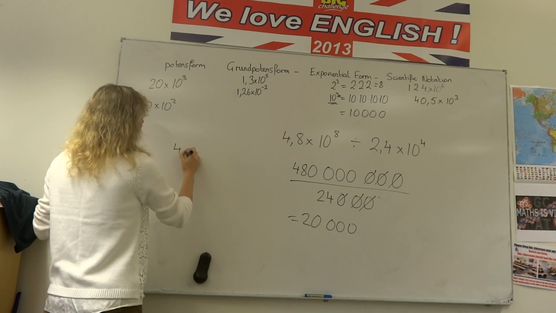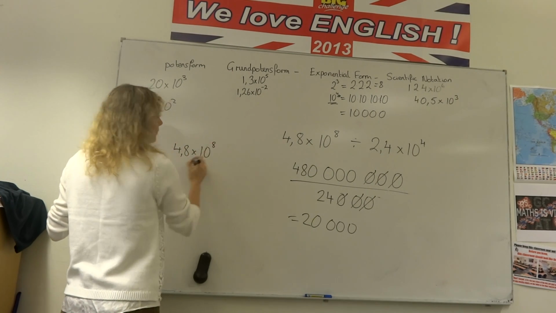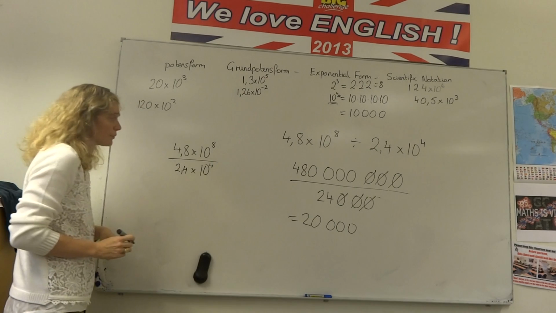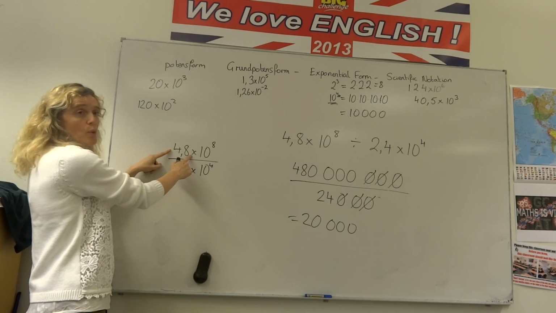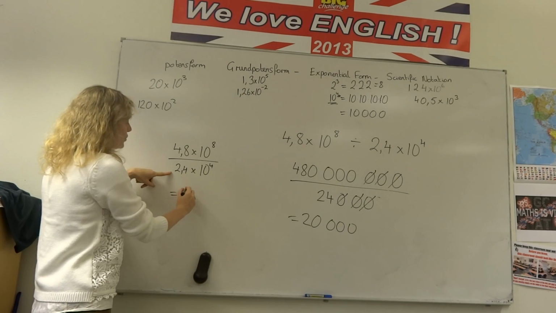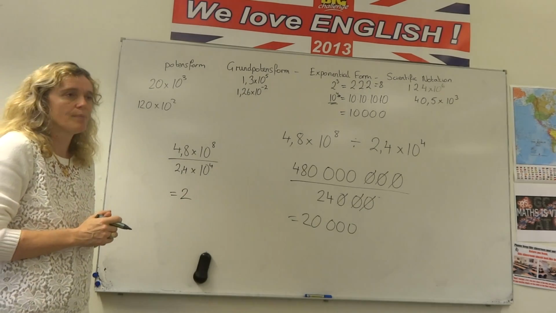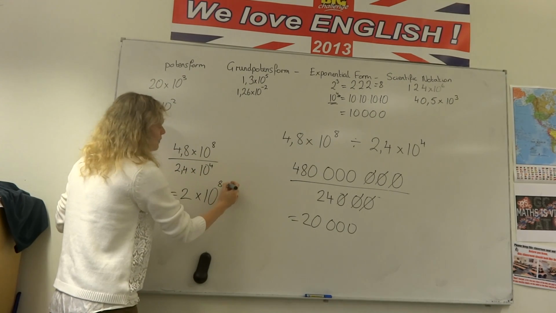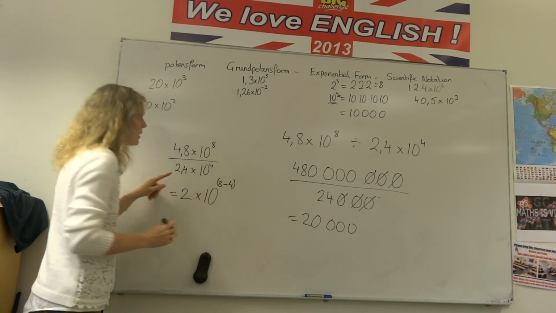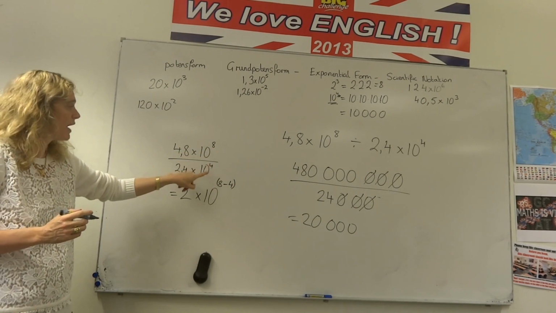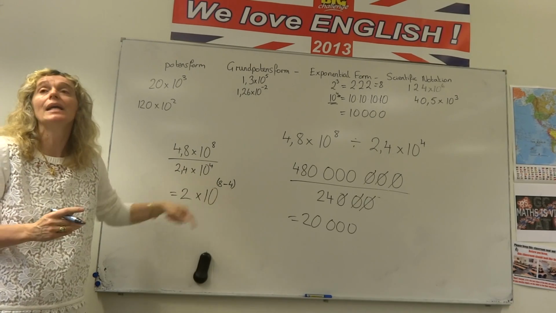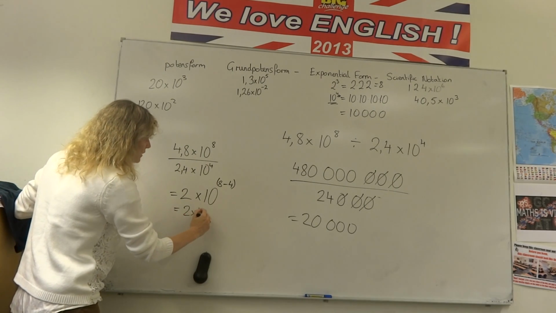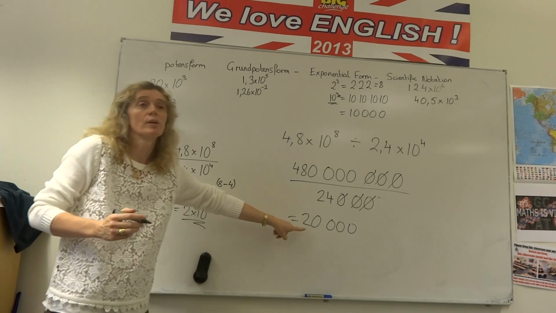So we put it as 4.8 times 10 to the power 8 divided by 2.4 times 10 to the power 4. The first thing we think of is 4.8 divided by 2.4 goes 2 times. I've given you nice easy numbers here, okay? Then 10 to the power 8 divided by 10 to the power 4, we work out like this. 8 divided by 4 gives us 8 minus 4 in potential form. So the answer ends up being 2 times 10 to the power 4, which is 20,000.